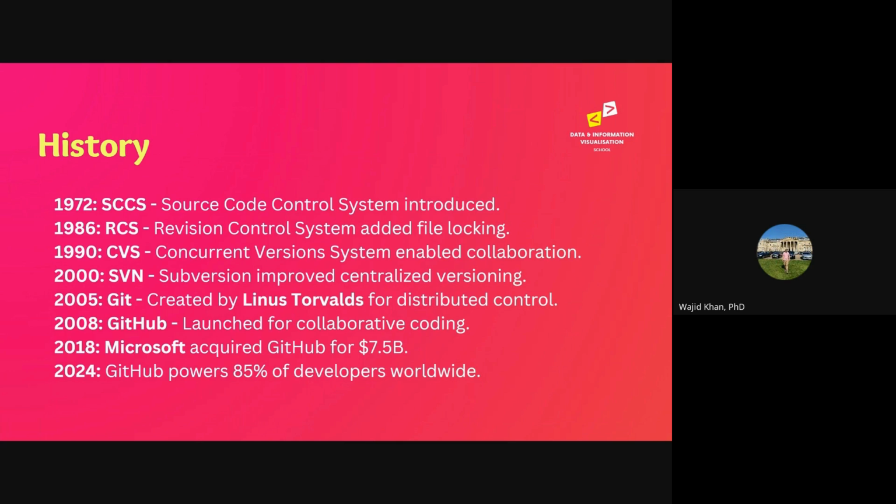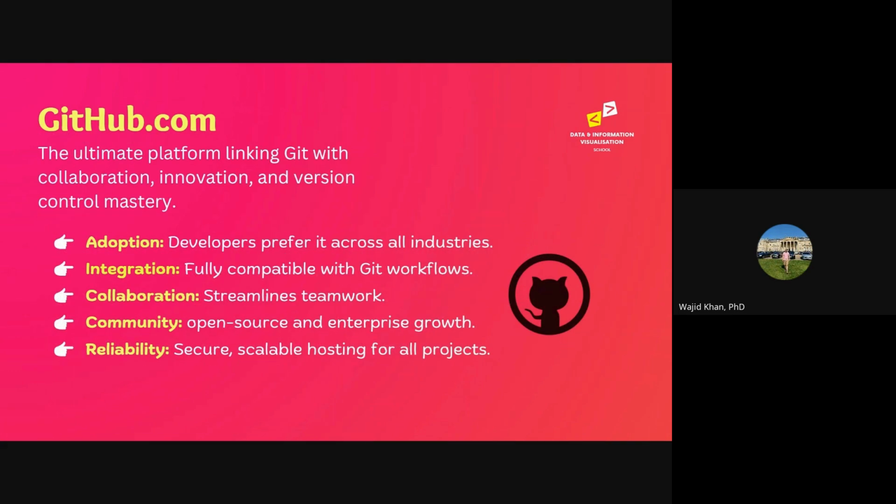So 2005 was a turning year in the history of Git. But then there were other players like GitHub. They saw the opportunity, and since the code was open source, they adopted it. And then you will hear about GitLab, and there are several others. As I said earlier, it's the ultimate platform. Why is it so important? Because once you start using it, you fall in love with it.